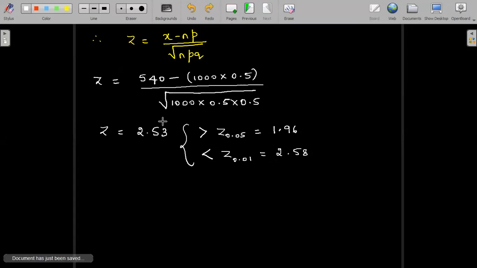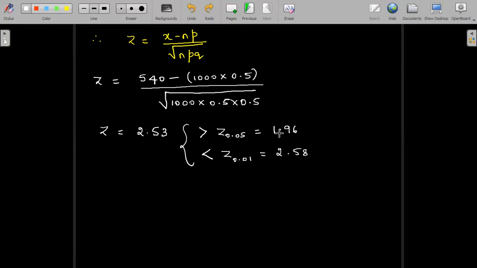What does the statement say? If the obtained value is less than the table value, then the hypothesis is accepted. If the obtained value is greater than the table value, then we reject the hypothesis. So the value we have calculated we call the calculated value. If the calculated value is less than the table value, then we accept the hypothesis. If the calculated value is greater than the table value, then we reject the hypothesis.